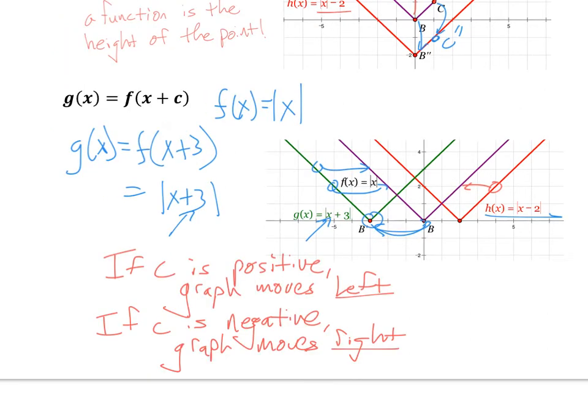And so it's opposite from what it seems. Adding inside the parentheses, or adding inside the function, moves it left, and it moves it right if we subtract, or if we say we add a negative number.